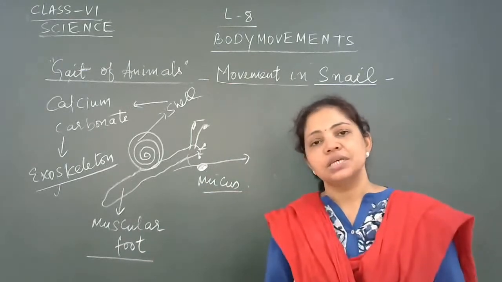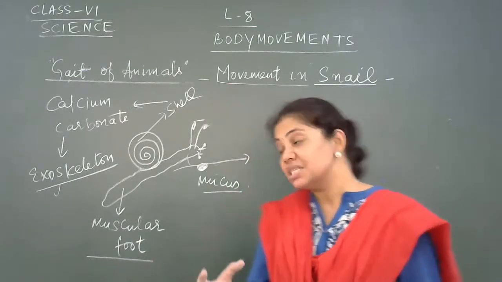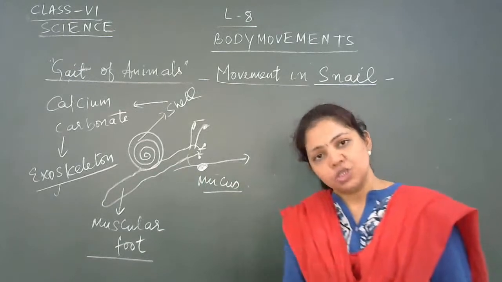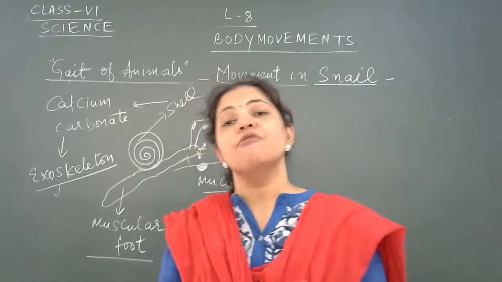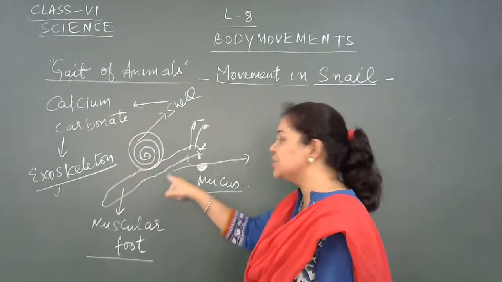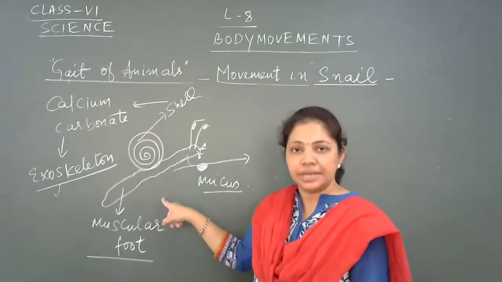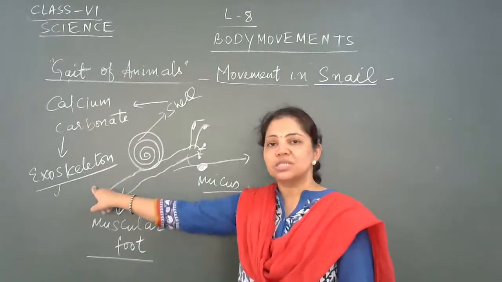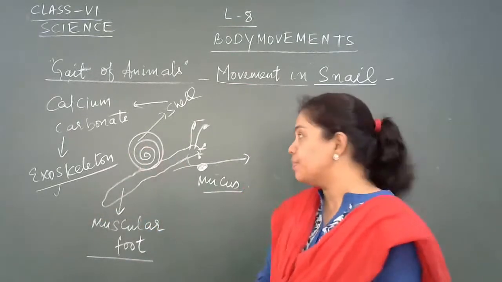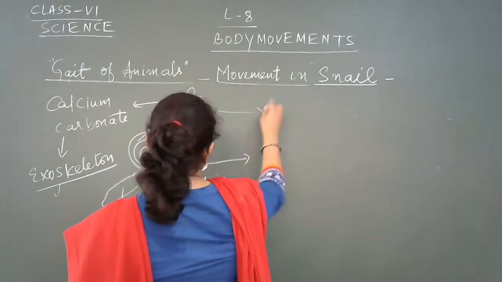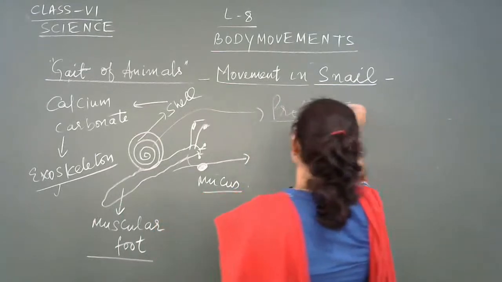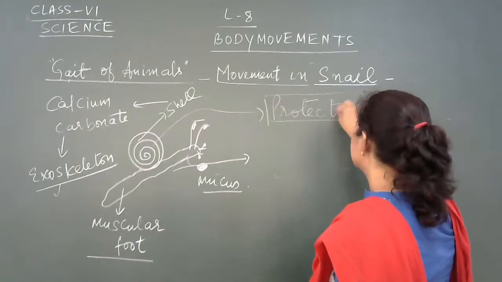We learn in higher classes that, like that of the earthworm, the muscles present in the body of the snail also help, to some extent, in the movement of the snail in the forward direction, right? Another thing I told you: the shell present over the body of the snail is a part of its exoskeleton because it is present outside the body. The function of this shell is that it gives protection to the snail. It protects the snail.